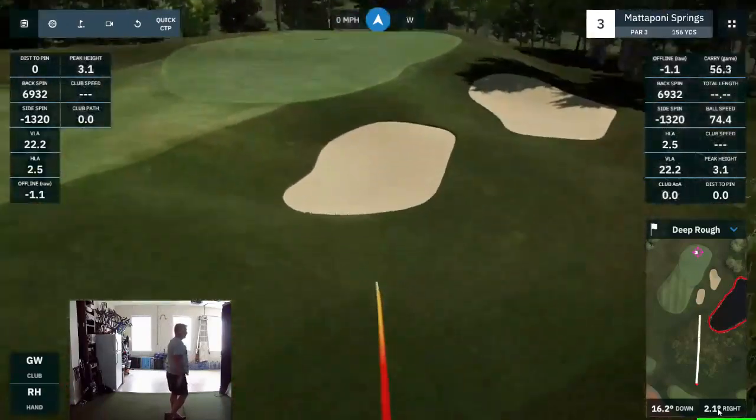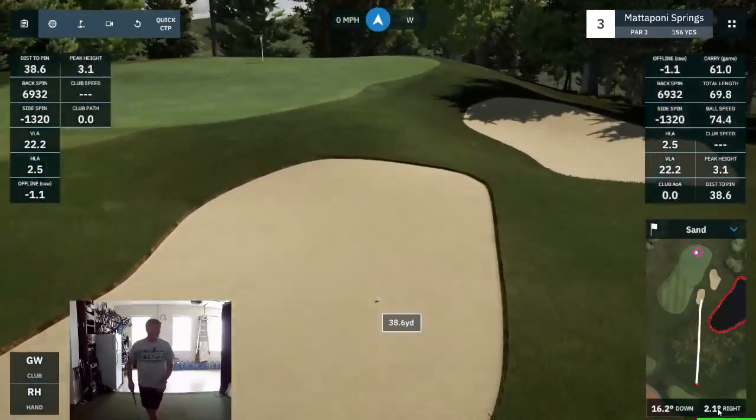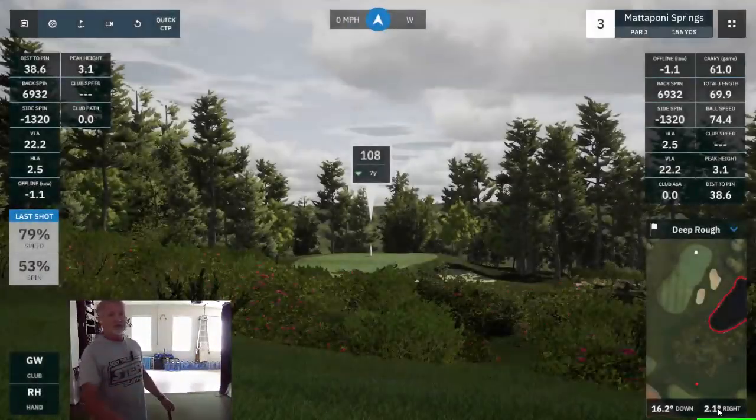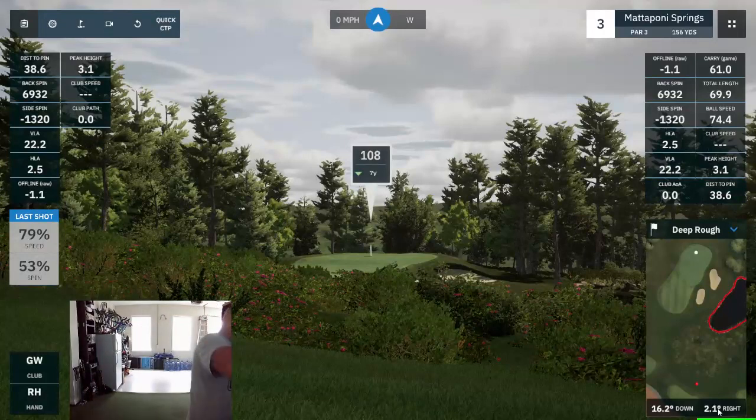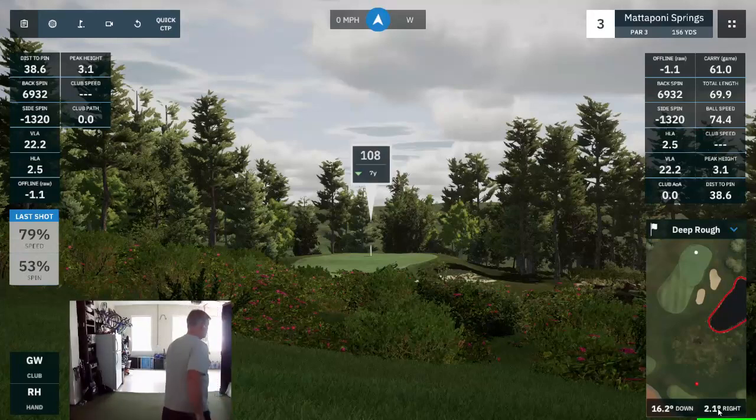Not very good, off the toe. But the point being is, as we look on the left-hand side, I had 79, so 21% of my speed was penalized, along with almost half of my spin. Now let's take a 6-iron and take the exact same type shot.